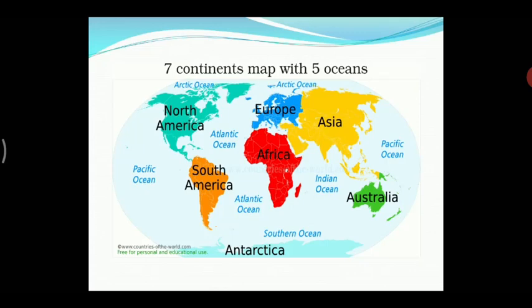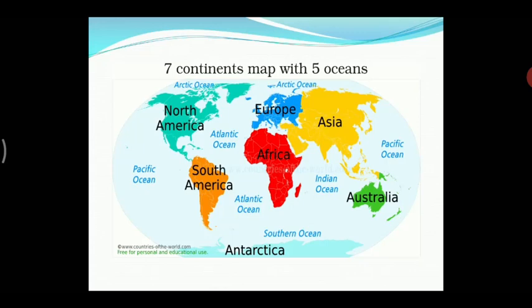Now the chapter name is the Indian subcontinent and history. Now we will learn first about the continents. You might be knowing that there are how many continents in the world? There are seven continents. Their names are Asia, Africa, North America, South America, Antarctica, Europe, and Australia.